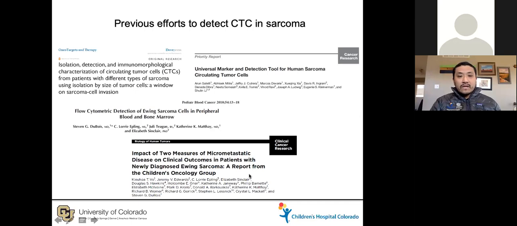So this was taken to a national COG study where they ran flow on basically all the diagnostic bone marrow and peripheral blood samples, and they found that finding these cells really couldn't make a diagnosis and also couldn't predict much. Another platform that was used, at the top, is Universal Mark. This is a paper by MD Anderson that found that cell surface vimentin, an antibody they developed in-house, could differentiate sarcomas from other blood cells.